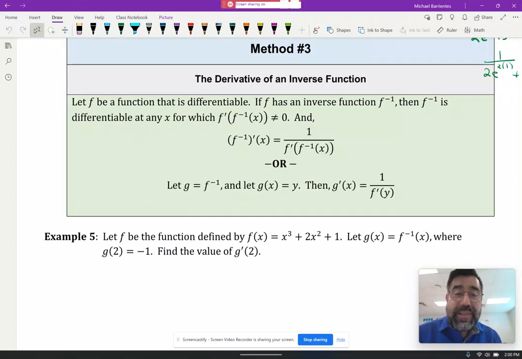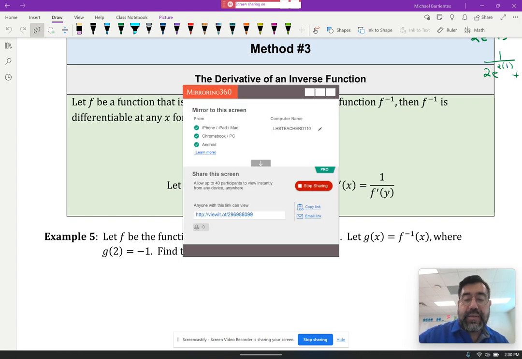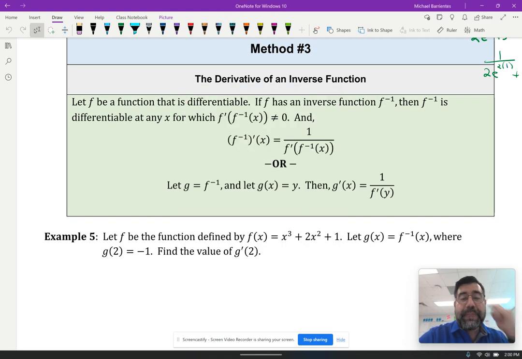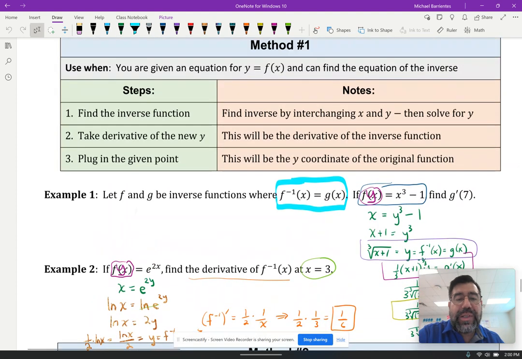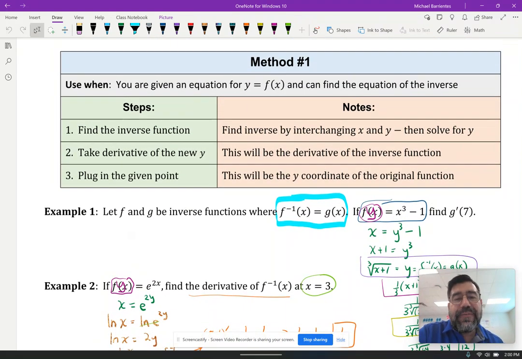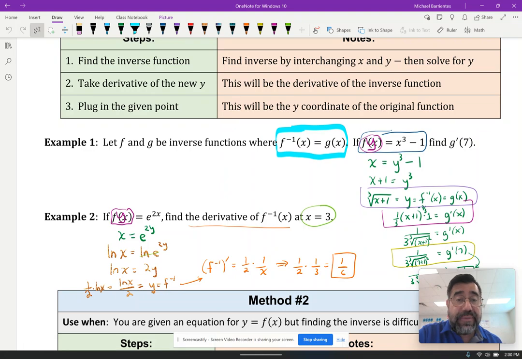All right, good people. This is the last method of how to find the derivative of an inverse function. I do want to say this is kind of the calculus default way of finding it. And so, just to recap, method number one said if you're trying to find the derivative of the inverse function and you can find the inverse function, then do what you learned in Algebra 2 pre-cal, find the inverse function, and then take the derivative.